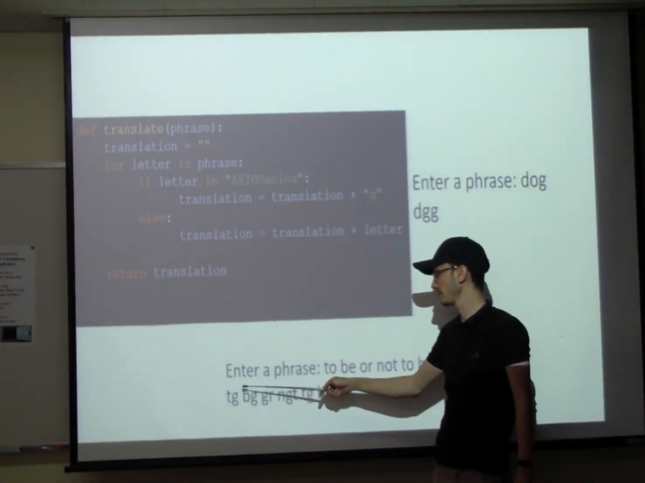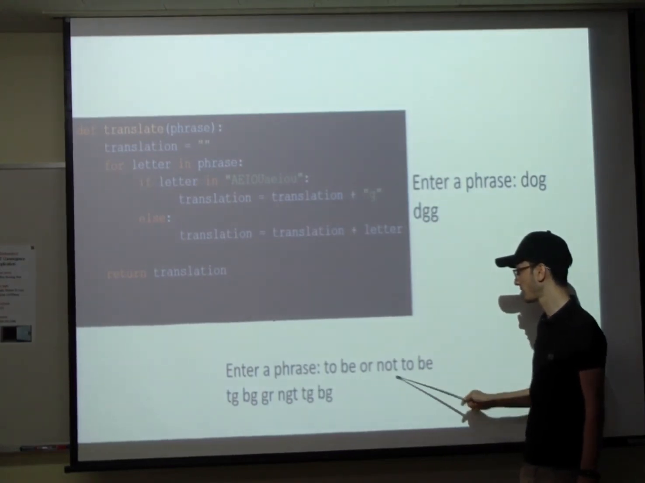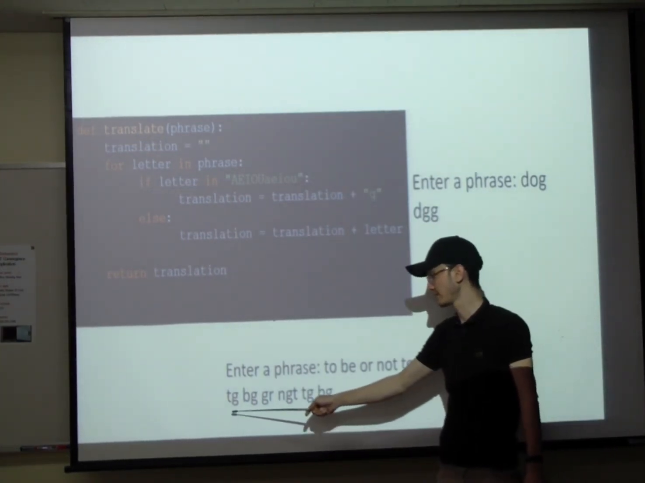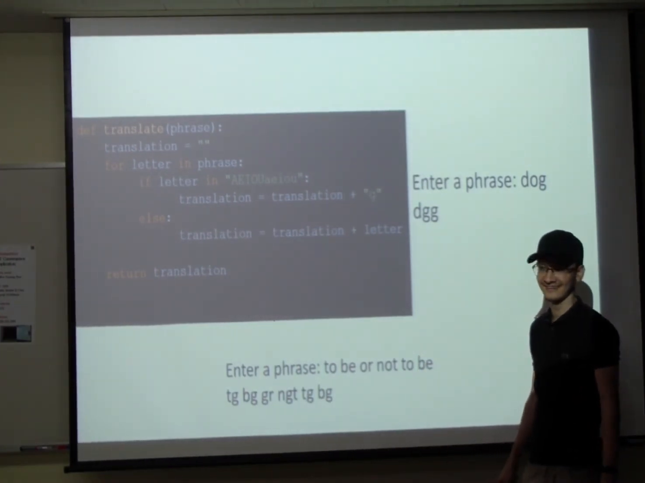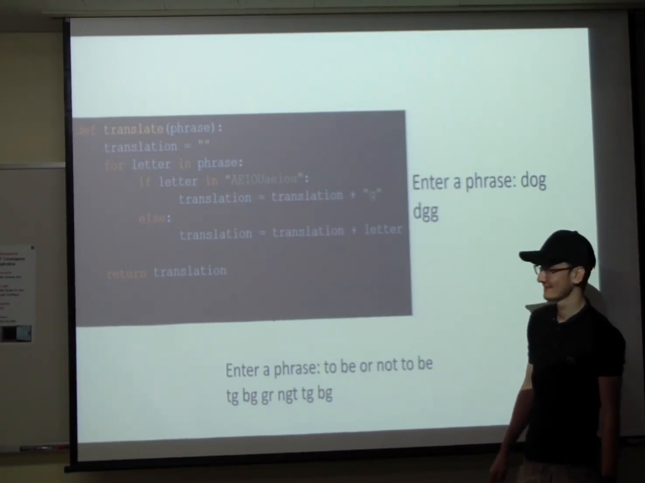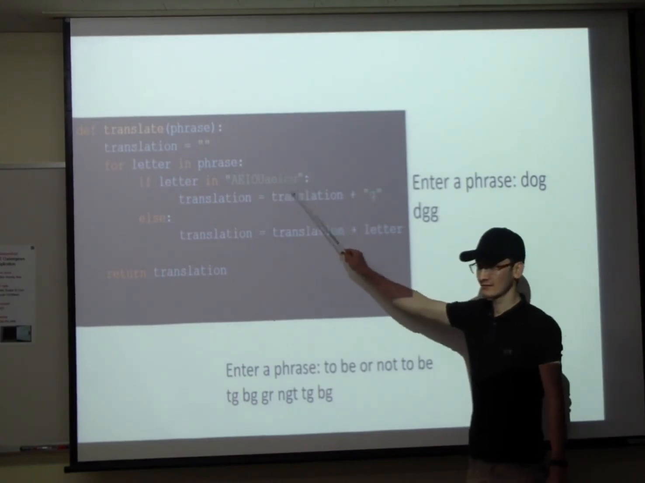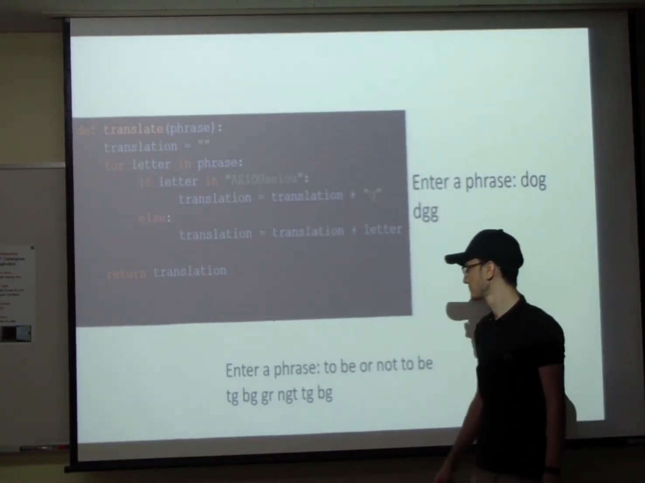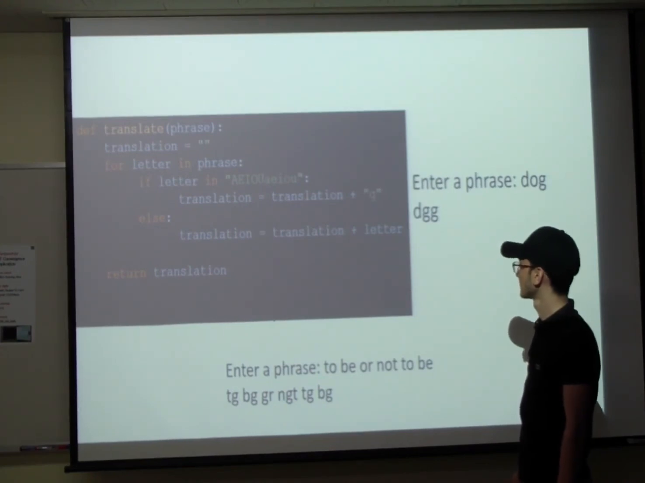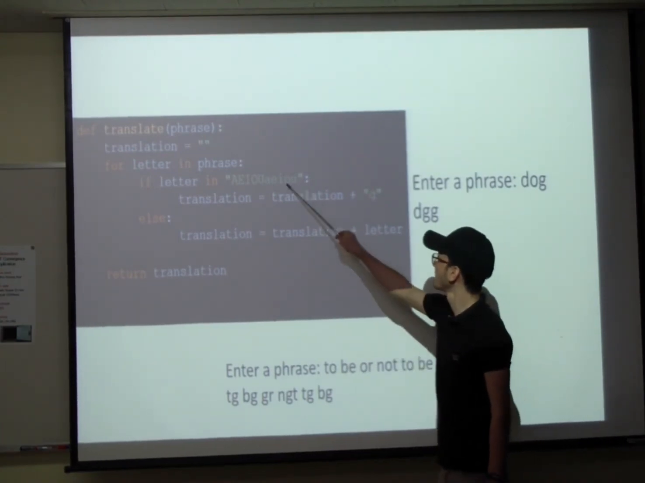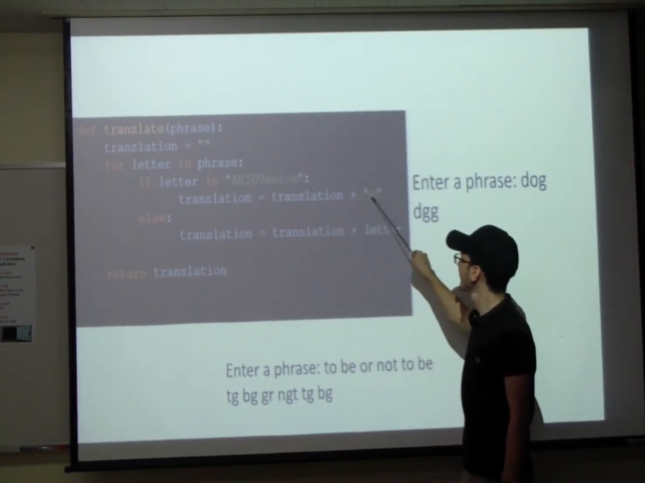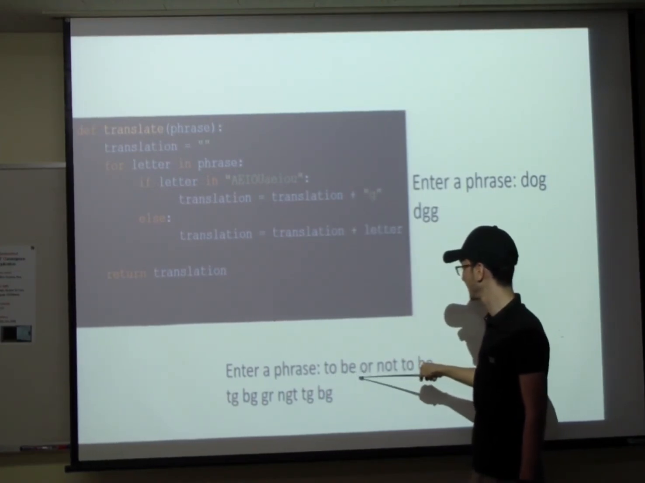For example, next example. Enter a phrase: to be or not to be. We will have this result. PG, BG, GR, NGT. This works the same as the previous one. Because we have O here, therefore we have G. PG, BG, GR.